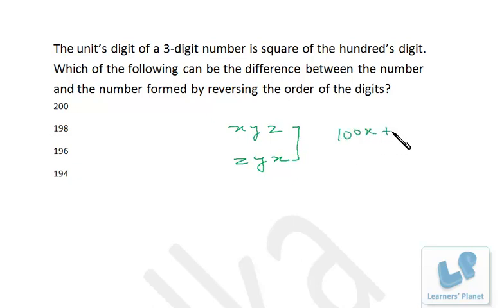Why? That's 100x plus 10y plus z and 100z plus 10y plus x. So that's 99 times (x minus z). So that's always multiple of 99, the difference between these two, right? So among the options we just have this one, that is multiple of 99, right? So this is the only option that is available with us, difference between the number that is obtained by reversing the order of the digits.